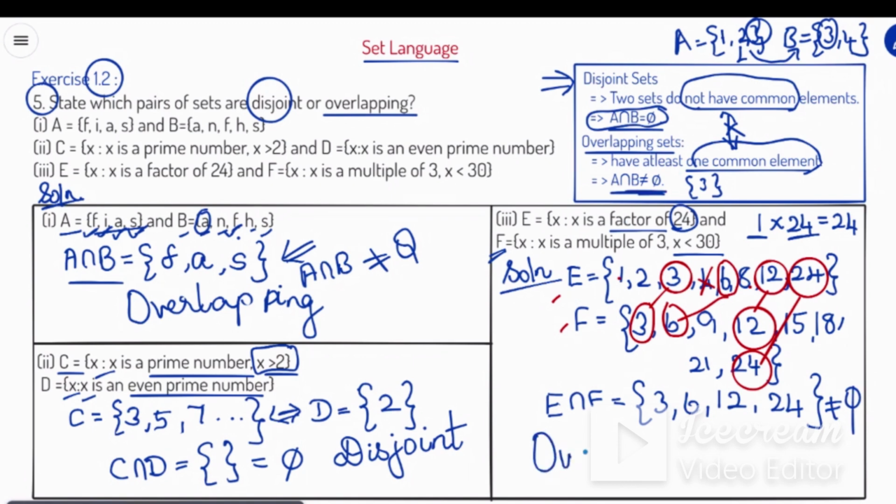Overlapping means it is having at least one element in common. If you take two sheets of paper and keep one on top of the other, it overlaps. That is the literal meaning. If I put a sheet here and another sheet touches it, this area is the overlapping area. In a similar way, two sets are overlapping. Here we see it with elements.